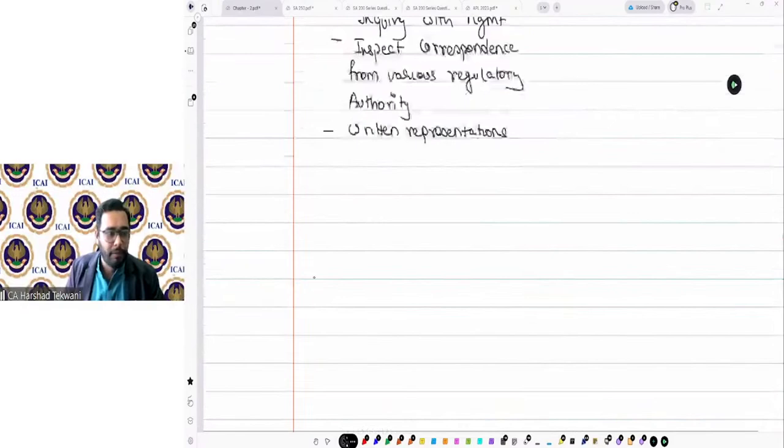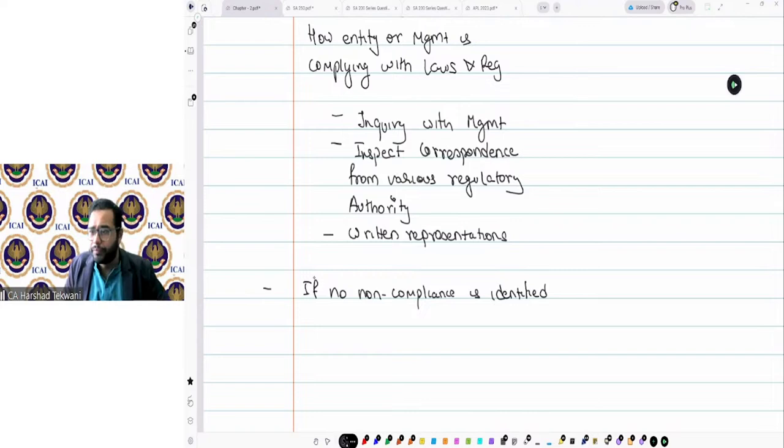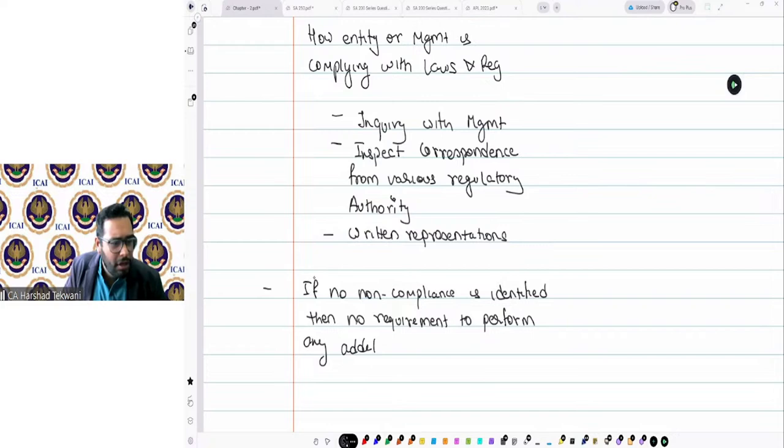So, other than this, if no non-compliance has been identified, okay, then there is no requirement to perform any additional procedures.